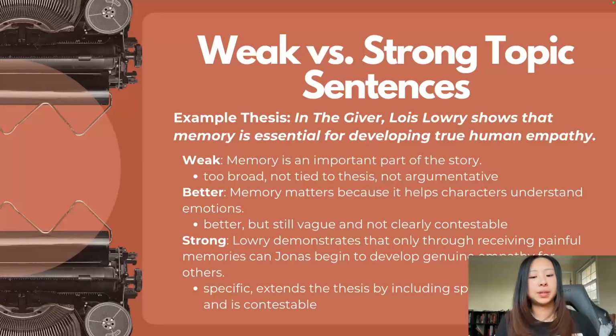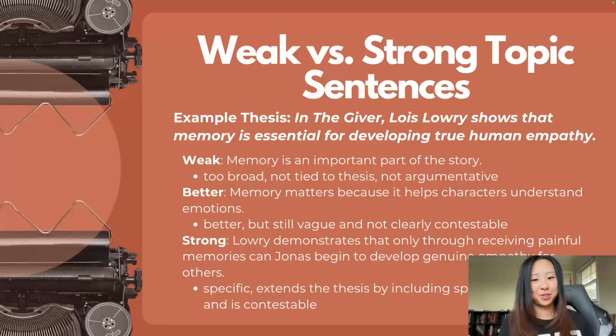So our strong topic sentence is, Lowry demonstrates that only through receiving painful memories can Jonas begin to develop genuine empathy for others. And the reason why this is a strong topic sentence is because it's very specific, right? It's specific and connected directly to our thesis. It makes a claim that's contestable, right? Someone could argue that Jonas develops empathy differently. And it also sets up a paragraph for evidence and analysis without including the evidence directly inside the topic sentence.